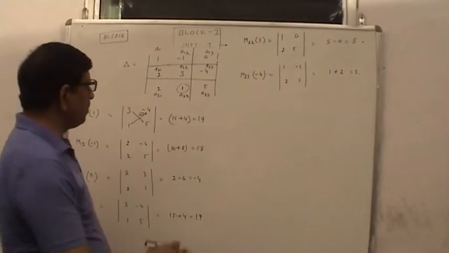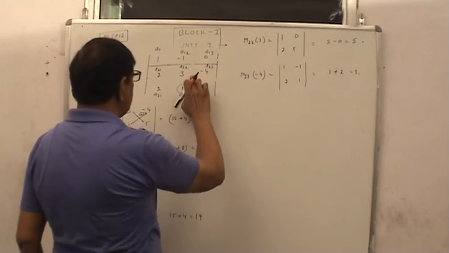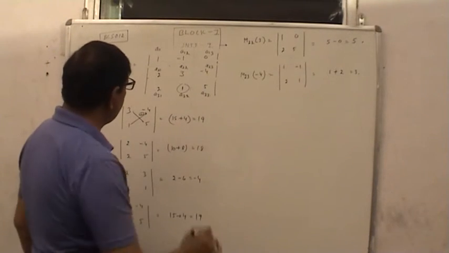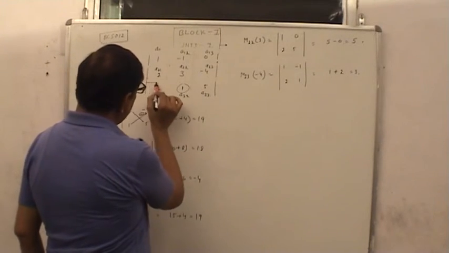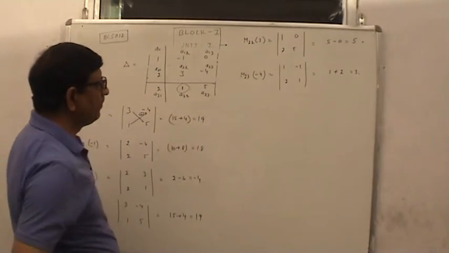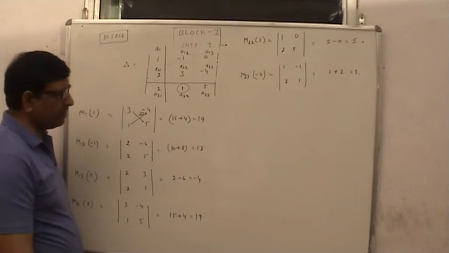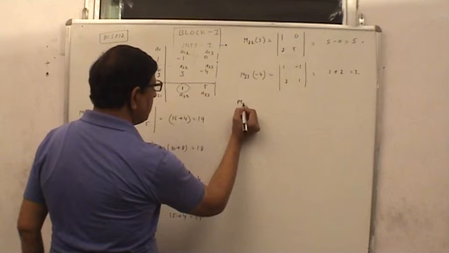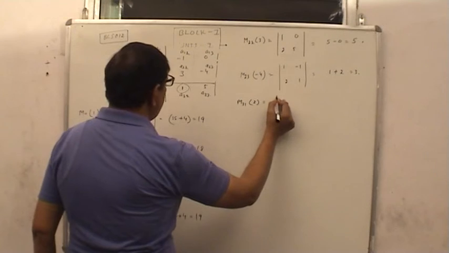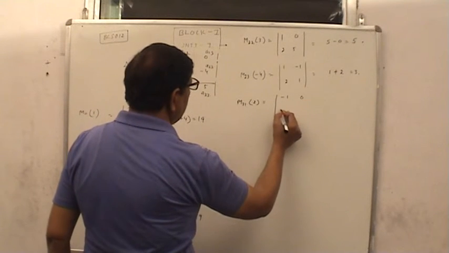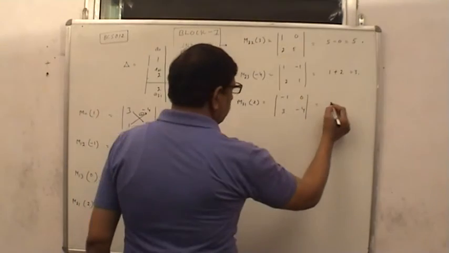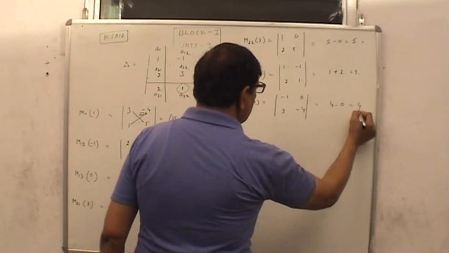We start with the third row. Remove all the lines like this. Here it is the third row. Trap this row in this way. Draw this line. Then remove the first column. Now, it is the first member. Its name is M31 and it is 2. The elements are -1, 0, 3, -4. That is equal to 4 minus 0, that is equal to 4.